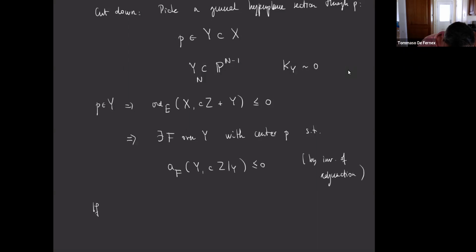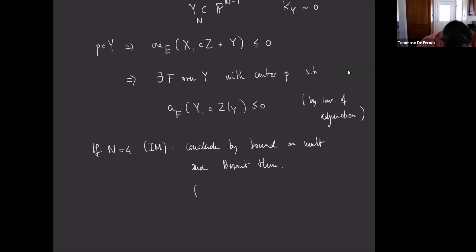So if n is equal to 4, this is the Sokolov-Mining theorem, and we conclude by the first bound of multiplicity and the Bezout theorem. So the key point here is that we had this 4, which was two things. 4 was 2 squared, that was coming from the bound, but was also the degree of X in this case. So that's why it works.